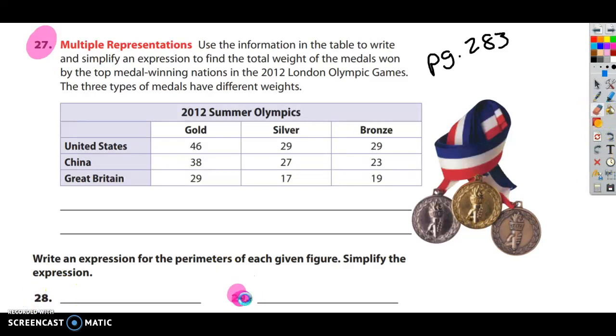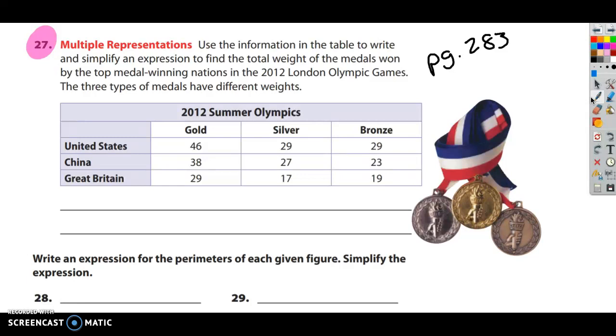Number 27 reads, multiple representations. Use the information in the table to write and simplify an expression to find the total weight of the medals won by the top medal winning nations in the 2012 London Olympic Games. The 3 types of medals have different weights. So that last thing it says right there, they have different weights. That's really important. We can kind of pretend that the gold medals would be the heaviest, and then the silver, and then the bronze. It doesn't really matter, but the fact is that they don't weigh the same.